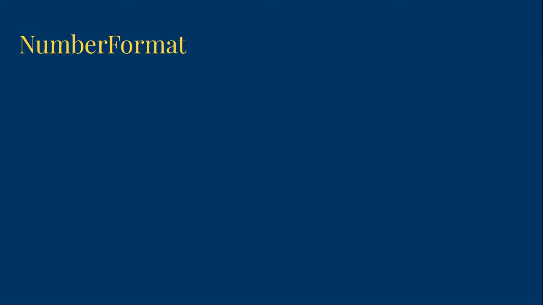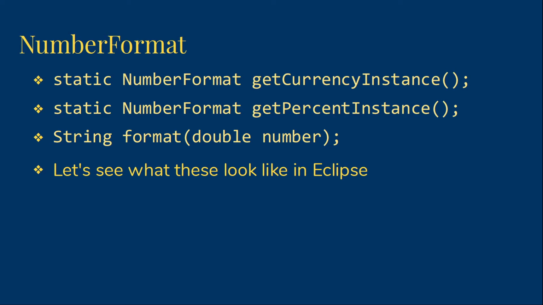We have a NumberFormat class that has static methods that return a NumberFormat object, which will correctly format currency or percents. So we have this static NumberFormat getCurrencyInstance, and that's going to return a NumberFormat object that we can use to format currency. Same thing with our getPercentInstance. And then in both of those cases, NumberFormat has a format method that works just like our DecimalFormat method.